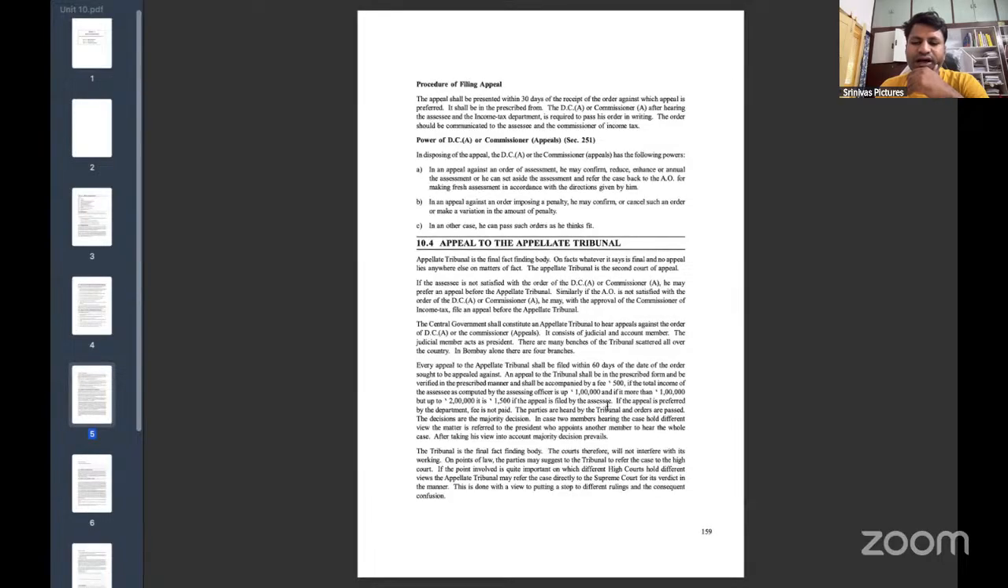If the appeal is preferred by the department, no fee is paid. The Tribunal passes its order after hearing the parties. The decision may be by majority in case two members are hearing, or in case of difficulty.